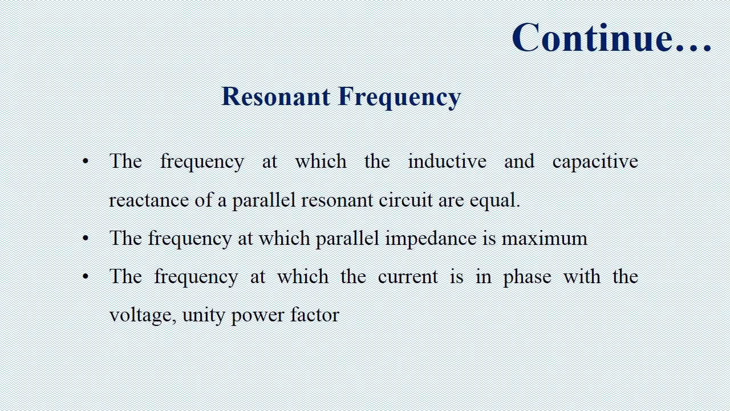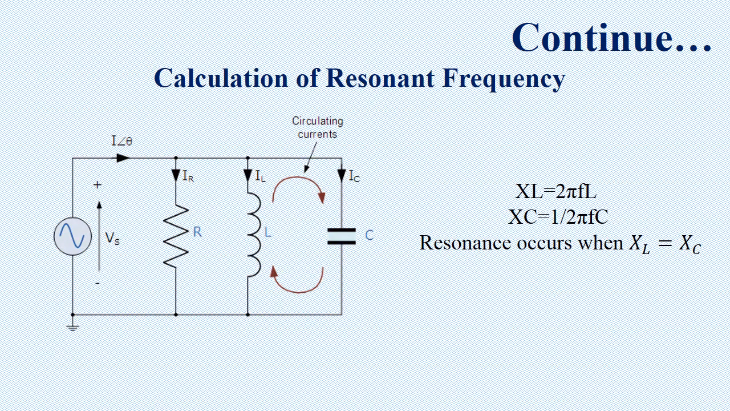So what is the resonant frequency? Resonant frequency is the frequency at which the inductive and capacitive reactance of a parallel resonant circuit are equal. Resonant frequency is the frequency at which parallel impedance of the circuit is maximum. We can also say that resonance frequency is the frequency at which the current is in phase with the voltage, means the unity power factor. Resonance basically occurs when the inductive reactance of the inductor and the reactance of the capacitor are equal.